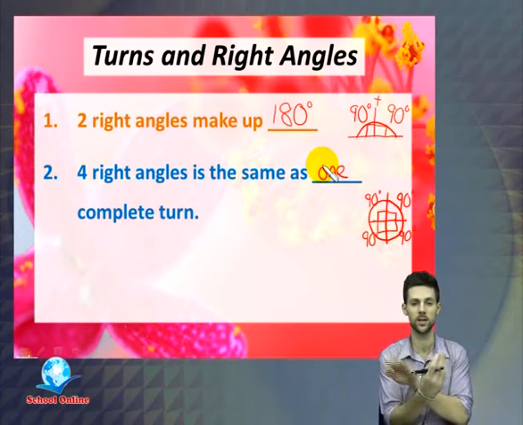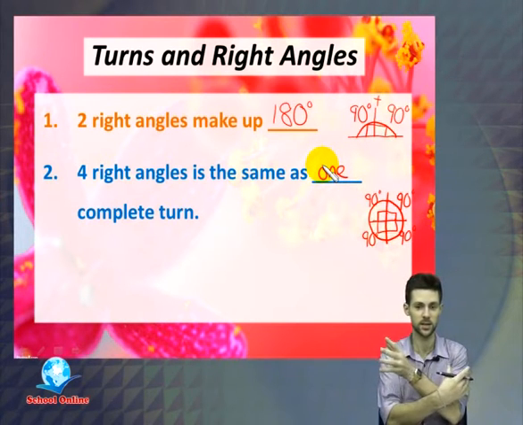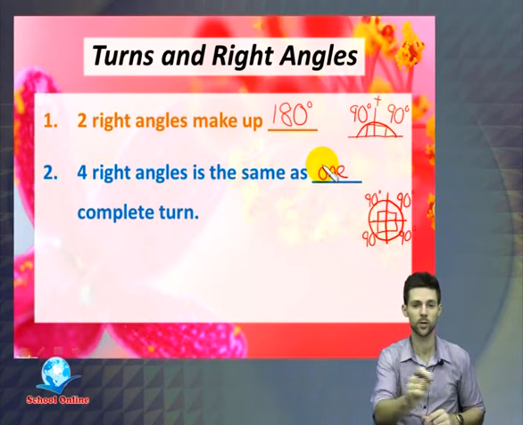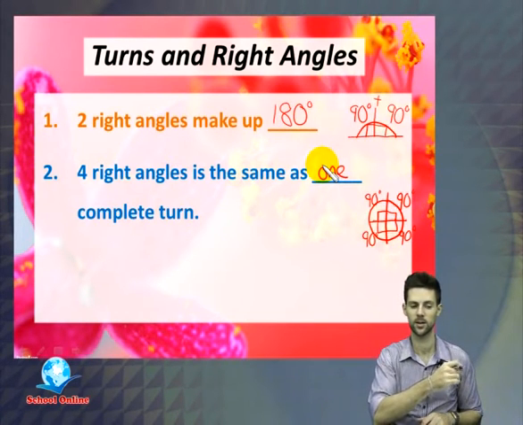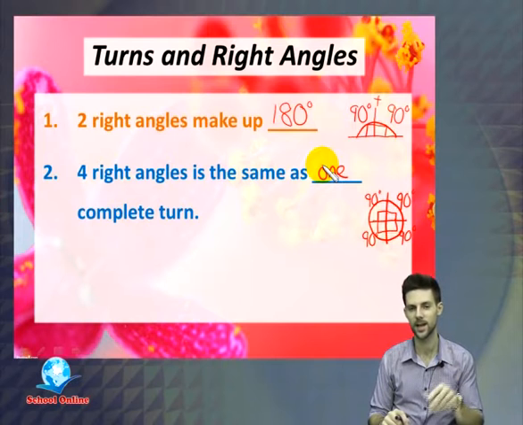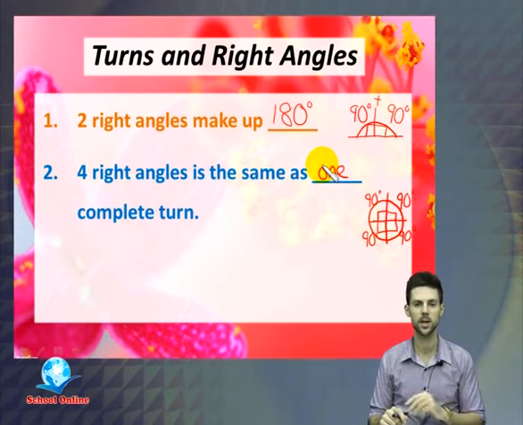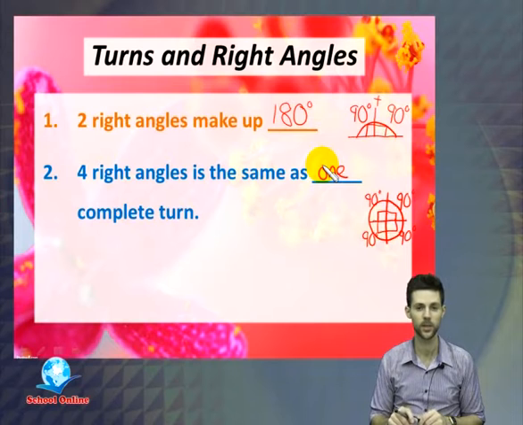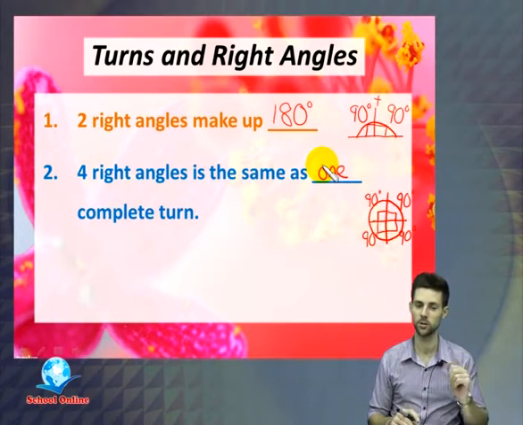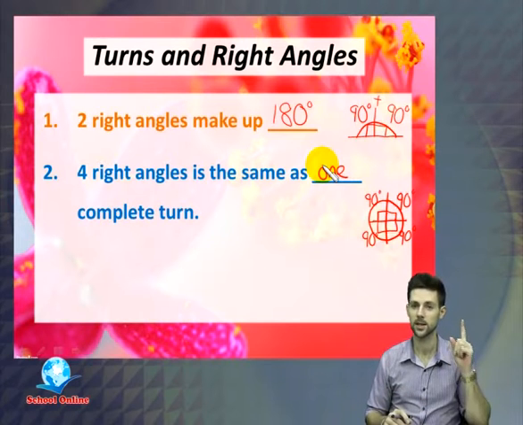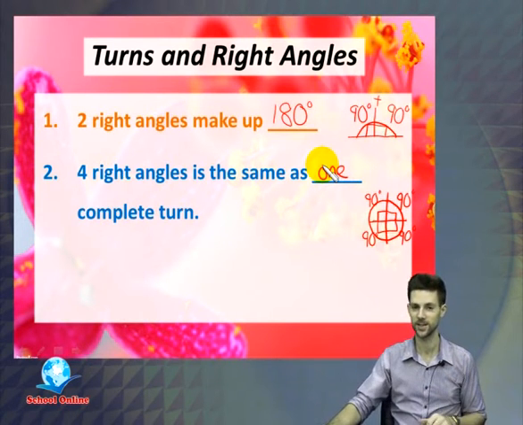So if you do a complete turn, if you yourself turn around and face the same direction, you have just turned 360 degrees, or you have done 1 complete turn, or moved through 4 right angles. So 1 right angle equals 90 degrees. 2 right angles equals 180 degrees. 3 right angles equals 270 degrees. 4 right angles equals 360 degrees. And in question 2, 4 right angles is the same as 1 complete turn. Okay?